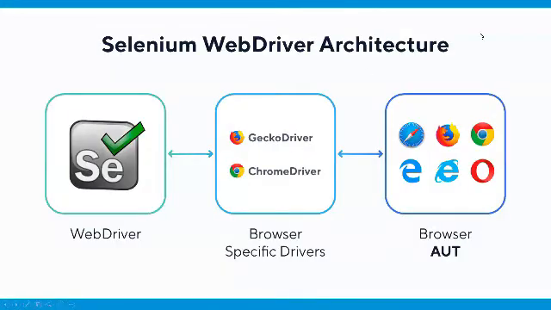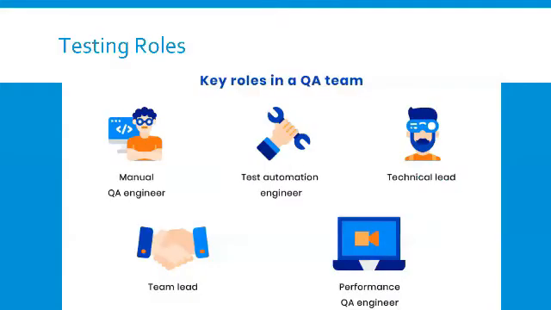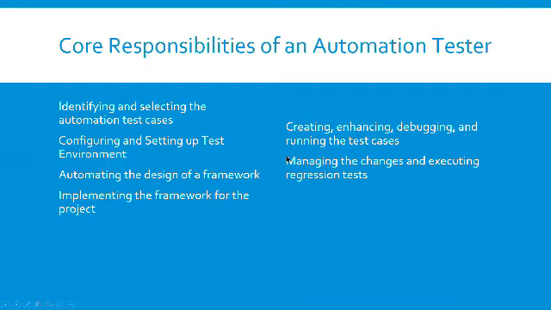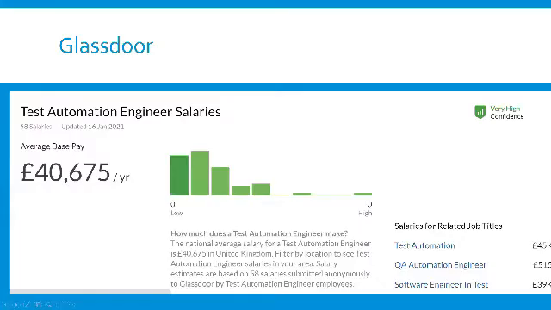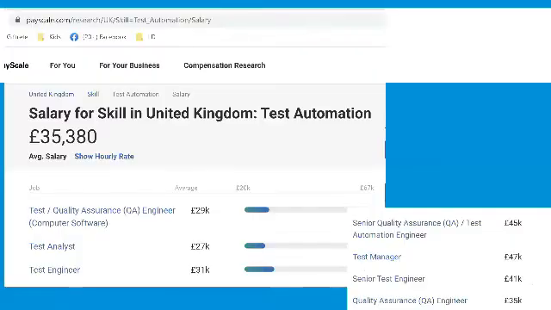This is the architecture of Selenium. You've got Selenium WebDriver, your driver, and your browser, and all of them integrate together. These are different roles in testing. You can work as a manual tester, but if you want to become an automation engineer, then this particular course is for you. I will skip the rest. This is the salary scale for an automation tester, from different websites.